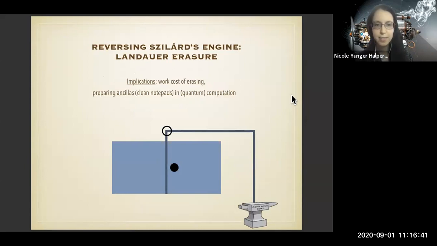This story has deep implications for the relationship between thermodynamics and information processing. Suppose that we want to compute and compute and compute. Eventually, we're going to run out of scrap paper, which we'll have to erase. We've just seen that erasure costs thermodynamic work. So there is a fundamental thermodynamic cost to information processing. When I first learned this, it blew my mind, because who would have thought that thermodynamics is so inextricably linked with information processing? But it turns out to be so.